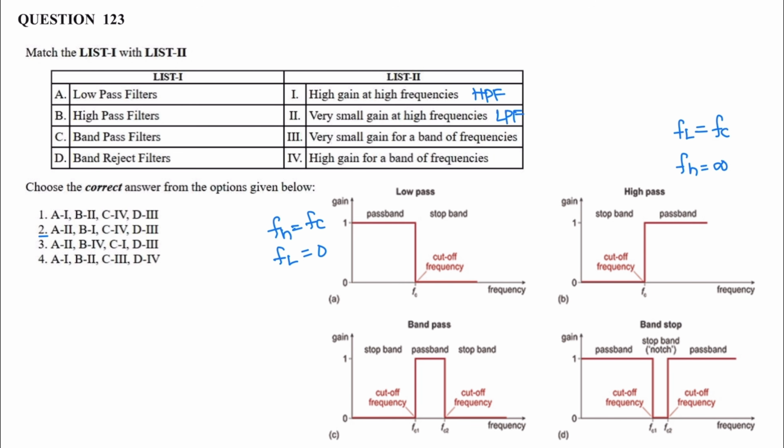Band pass filter has high gain for a band of frequencies. Band pass filter. A band reject filter has very small gain for a band of frequencies, that is a band reject filter. Correct answer is A2, B1, C4, D3, option 2.